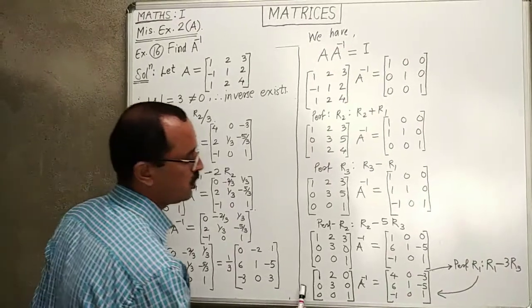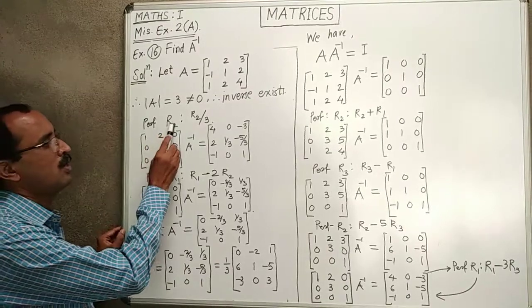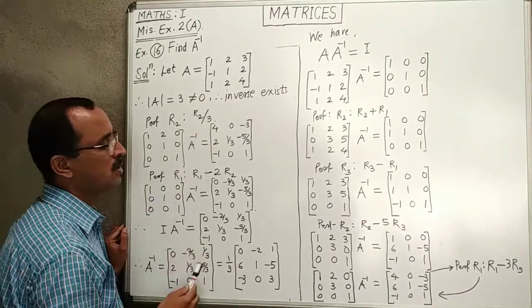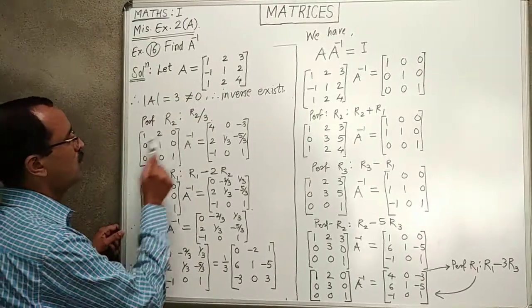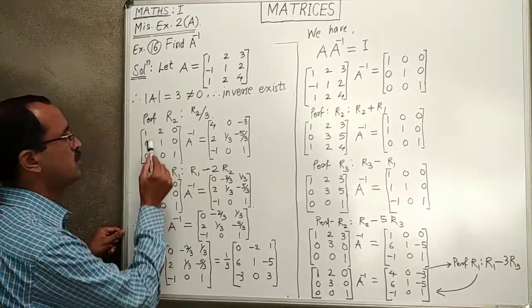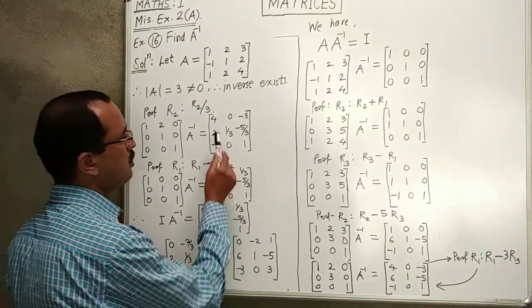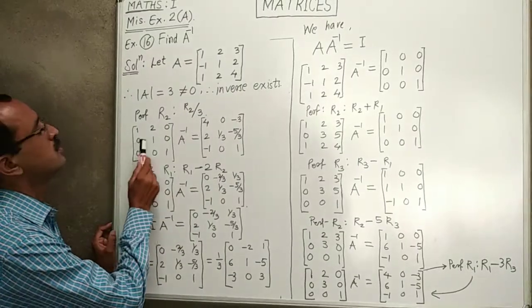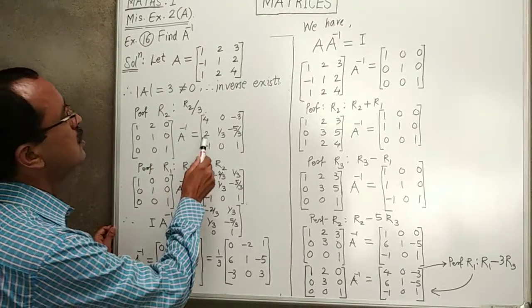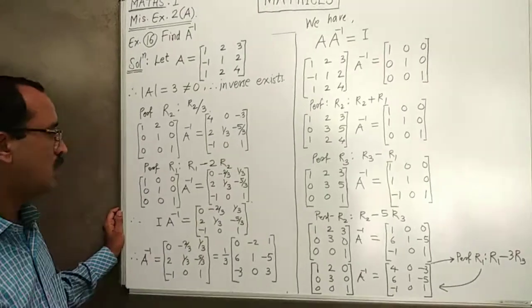So we change R2 accordingly. I write here performing R2 such that R2 upon 3. That means 3 is converted to 1. So R1 and R3 remain in the same position, 1, 2, 0, 0, 0, 1. And in the right hand side also 4, 0, minus 3, minus 1, 0, 1. So we convert R2 as 0, 1, 0 here. In the right hand side 2, 1 upon 3, minus 5 upon 3.